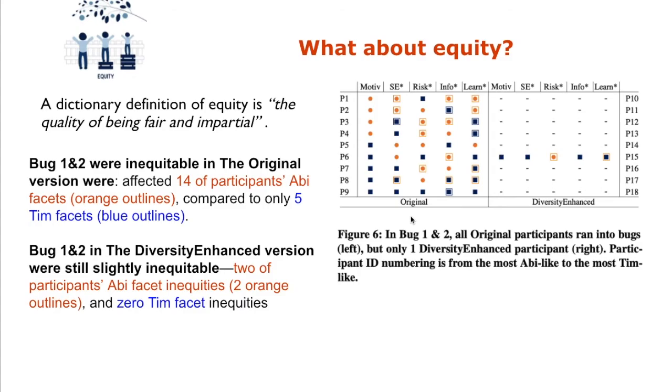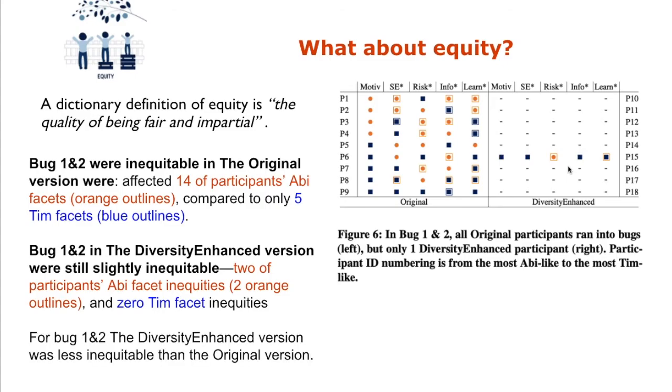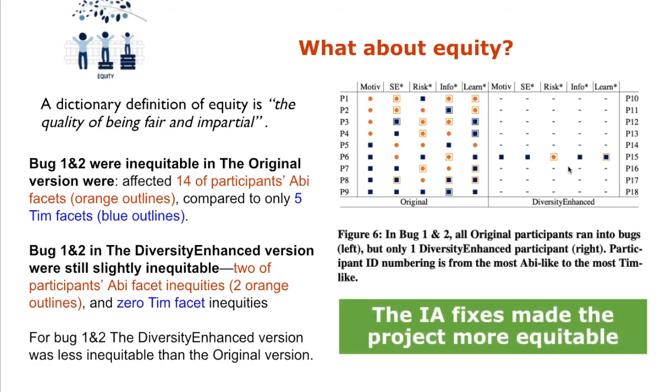Similarly, bug 1 and 2 were also inequitable in the diversity enhanced version, but they were only slightly inequitable, because here we can see that 2 of participants' Abby's facets were affected and none of Tim's facets were affected. So we notice here that for bug 1 and 2, the diversity enhanced version was less inequitable than the original version. And we applied a similar analysis for all the other bugs. And we found that the IA fixes did indeed make the project more equitable.